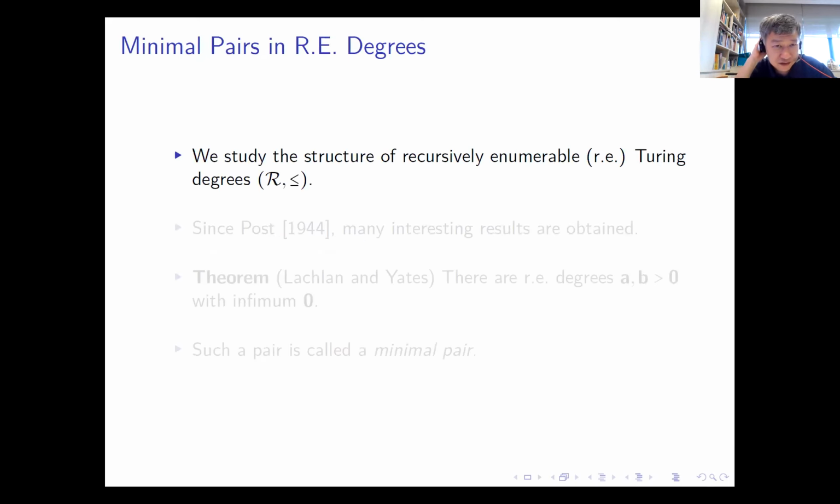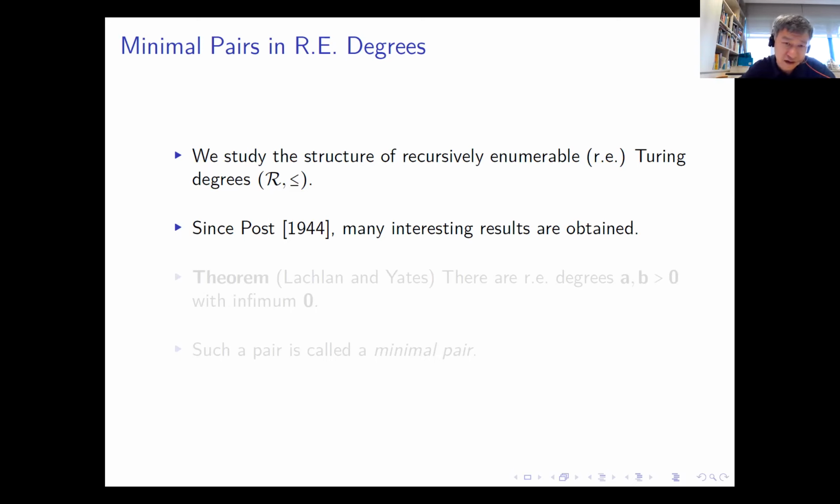The strong minimal pair problem belongs to this ancient research field called RE degrees or CE degrees. All the degrees I'm talking about in this talk are RE Turing degrees. So the domain R is the Turing degrees containing a recursively enumerable set, and this partial order less than is Turing reducibility.